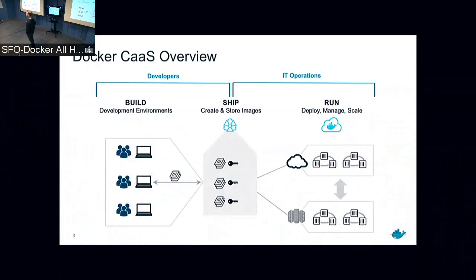And then once we actually have our images built and stored in the registry, we need to push them out and we need to run them at scale. Whether that's in the cloud or in the data center or somewhere in between, we can use our cloud and on-premise solutions to support that.